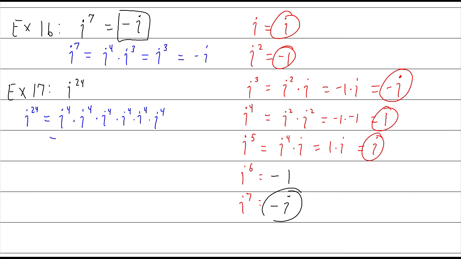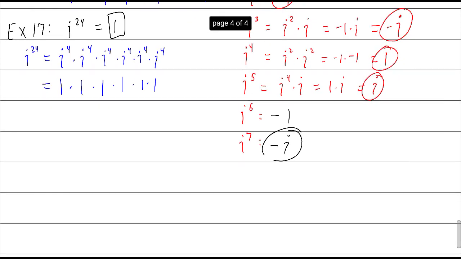Let's see, 1, 2, 3, 4, 5, 6. Okay, and if I added them all up, 4 plus 4 is 8, plus 4 is 12, plus 4 is 16, plus 4 is 20, plus 4 is 24. Right? They are the same thing. So what did I just do? I just told myself to write i to the 24th as 1 times 1 times 1 times 1 times 1 times 1, which is just 1. It's just 1. Kind of weird, right?